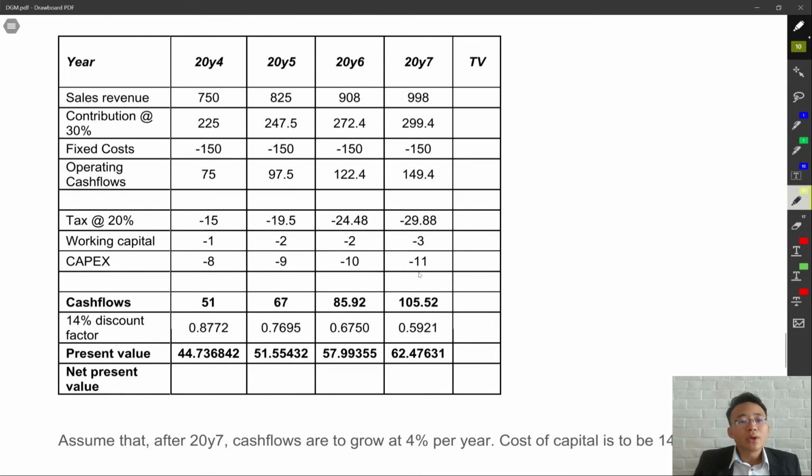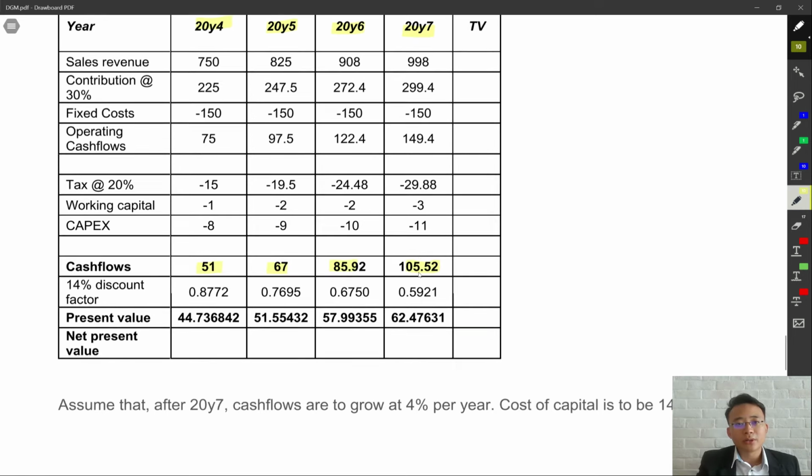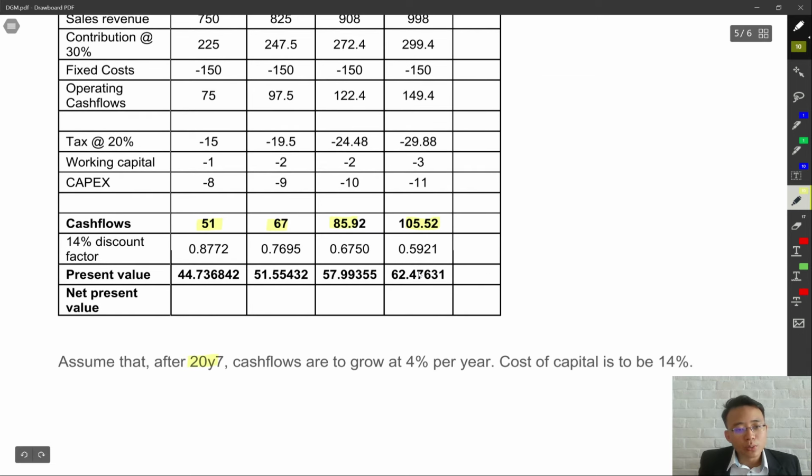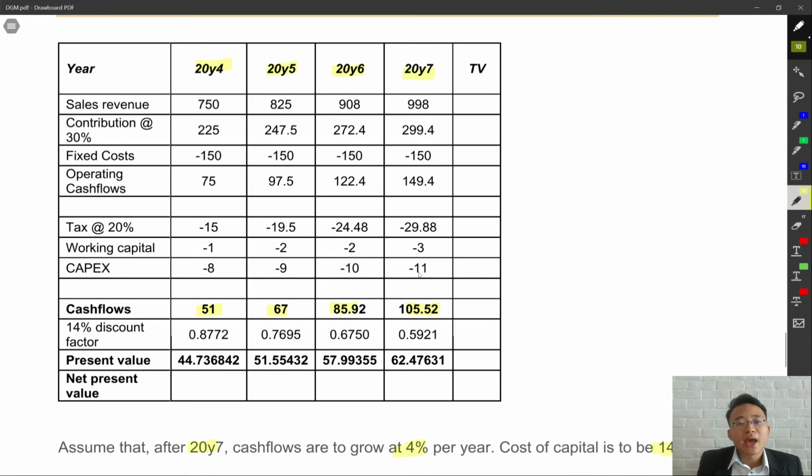So here we have yet another scenario. A company, this time Y4, Y5, Y6, Y7 cash flows, and right at the bottom they mention: assume that after 20Y7 your cash flows grow at 4%, cost of capital is 14%. So I have my present value for the individual cash flows, right?